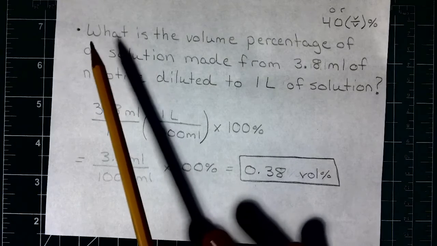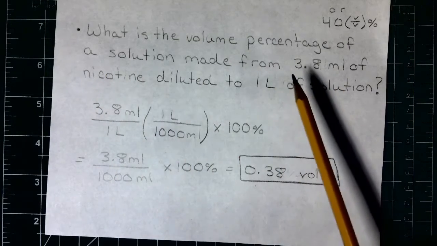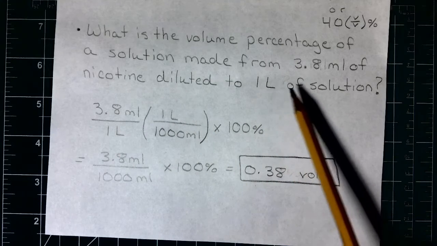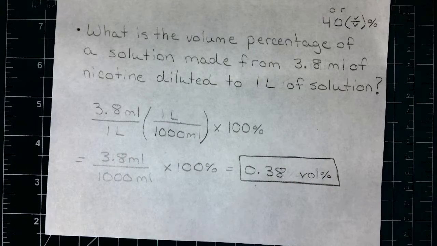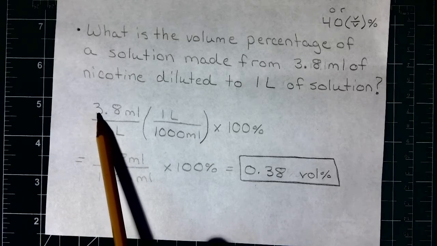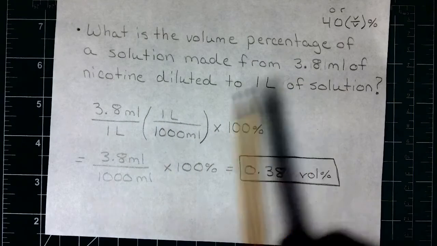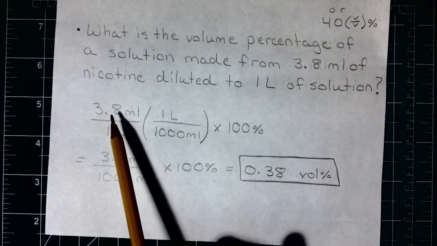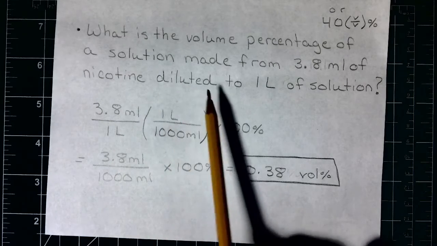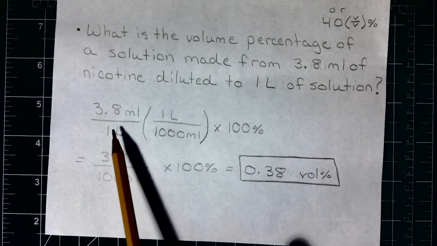In this example, we're going to be asked what is the volume percentage of a solution made from 3.8 milliliters of nicotine diluted to 1 liter of solution. So in this case, we start off with our 3.8 milliliters. That's our solute, because there's less of the nicotine than there is of the final solution. And we're not even really told what the solvent is here, and it honestly doesn't even really matter that much.